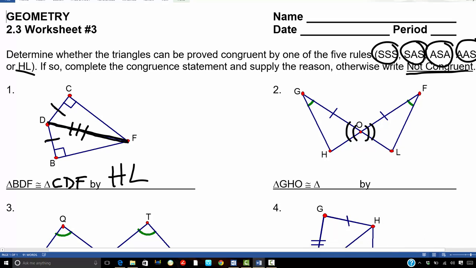Hopefully you're getting to the point where you're starting to notice vertical angles a little easier. So angle GOH and angle FOL were congruent because they're vertical angles. Then we can prove those triangles are congruent by angle, side, angle. The side that is congruent is the included side between those two angles. And then there's your congruent statement. Triangle GHO is congruent to triangle FLO.